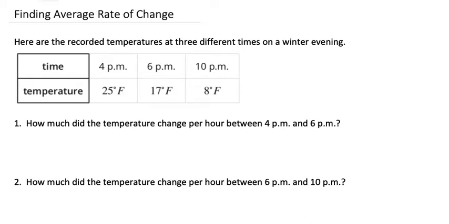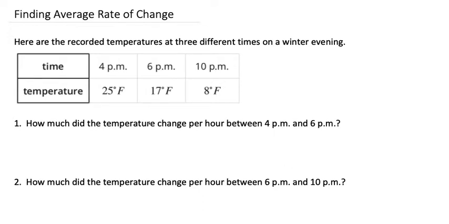In this video, we're going to talk about finding average rate of change. Here are the recorded temperatures at 3 different times on a winter evening. At 4 p.m., the temperature was 25 degrees Fahrenheit. At 6 p.m., the temperature was 17 degrees, and at 10 p.m., the temperature was 8 degrees.